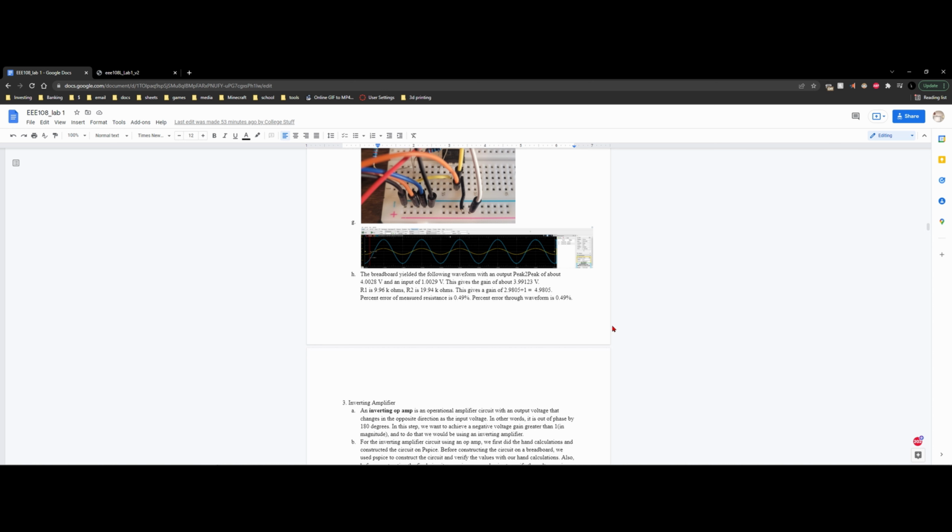But other than that, the lab was good. There are some things we can improve on, and that is it for this lab 1.